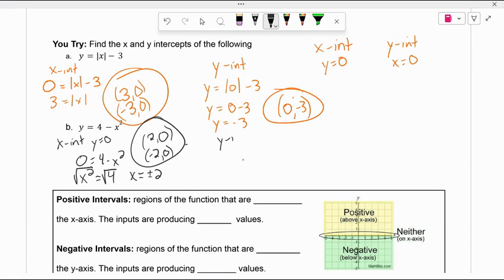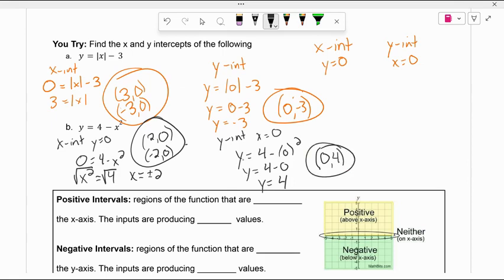With our y-intercept, x equals 0, so we just plug it in. So that's 4 minus 0, or just 4. So our ordered pair would be (0, 4), because we made the x 0 anyways.